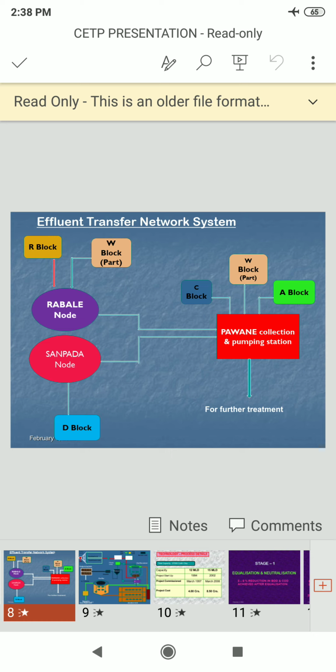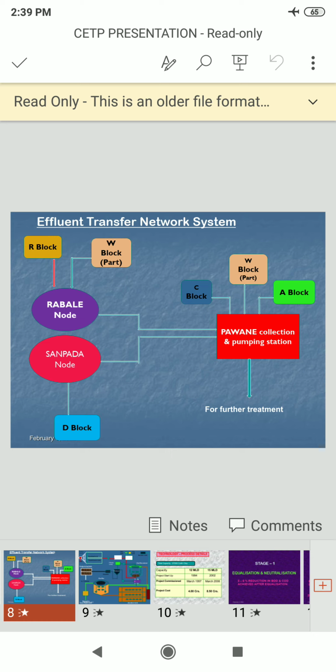So industrial effluent: the generation of industrial wastewater is overwhelming due to rapid development of various industries, each of which produces its own particular combination of pollutants that extremely contaminate the surrounding environment. So the effluent transfer network system is a system which carries the effluents of the Mumbai regions from the Rabale, Sanpada, Pune collection and the pumping stations.